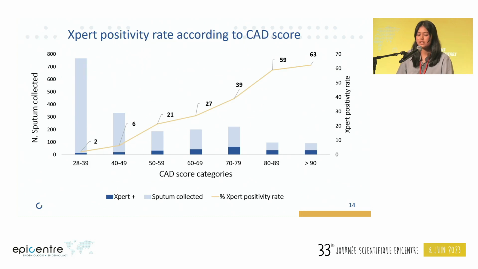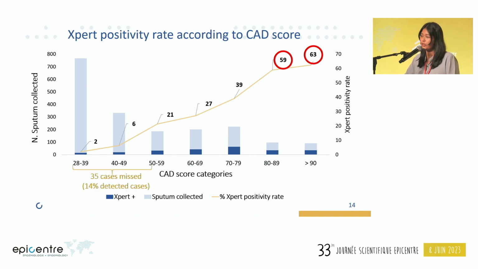For the GeneXpert positivity rate according to the CAD score, you'll notice that most of our sputum samples are actually for patients with CAD scores in the range of 28 to 39. But for the patients with CAD scores in the 80s to the 90s, the positivity rate is at 59 and 63% respectively. And although these lower CAD scores have lower GeneXpert positivity rates, had we used the preset threshold by the manufacturer of 50, we would have actually missed 35 cases, and this is 14% of all of our TB positive patients.